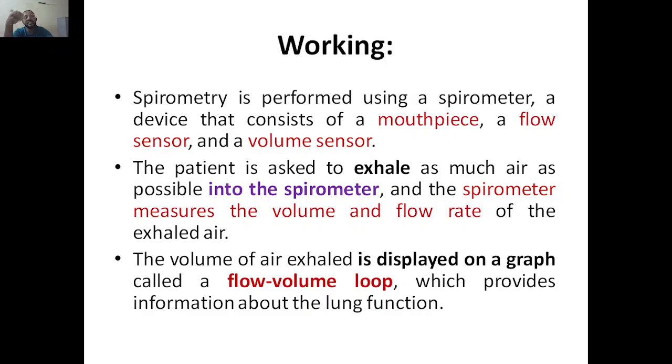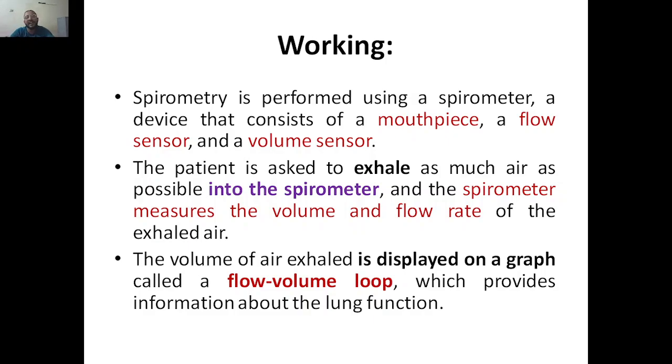Spirometry is a technique, which is a test, whereas a spirometer is a device. Okay, so spirometry is performed using a spirometer, a device that consists of a mouthpiece, that means you need to keep it in the mouth, a flow sensor which will detect the speed of the air which is coming out, and then a volume sensor, that means the quantity of air which is being exhaled. So you have three things: mouthpiece, flow sensor and volume sensor.